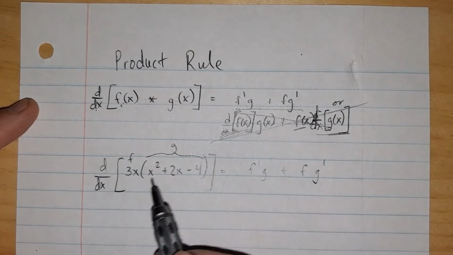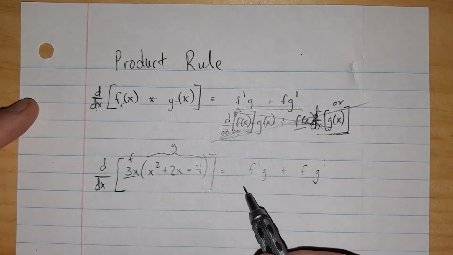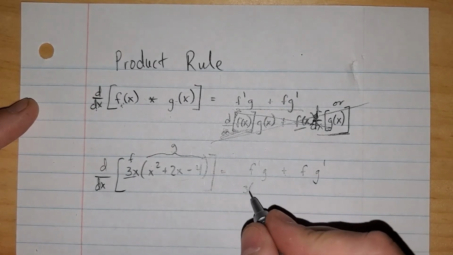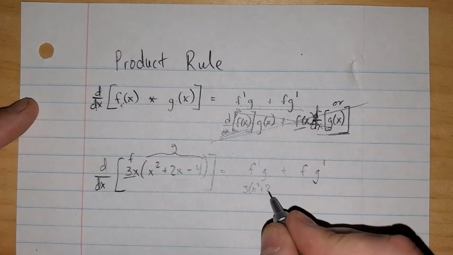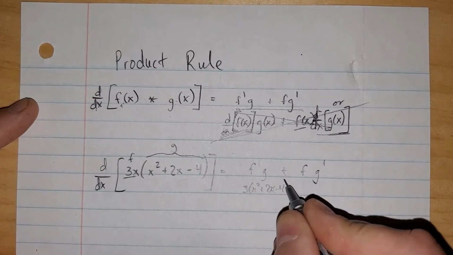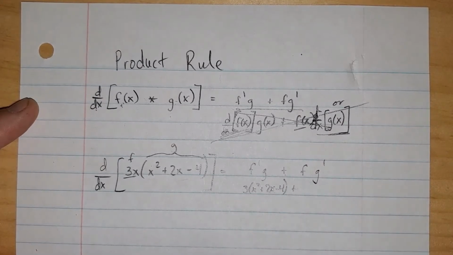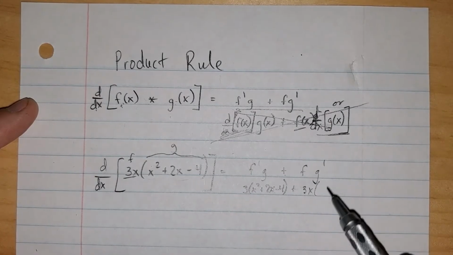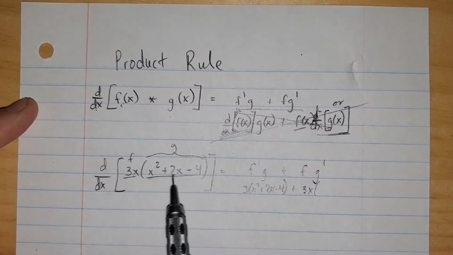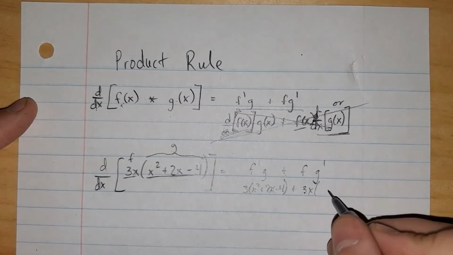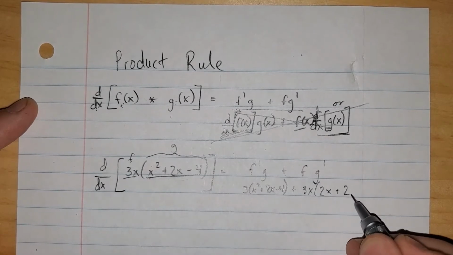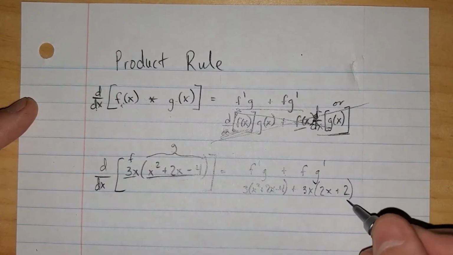Okay? So f prime is 3. g is literally just copying that function, so x squared plus 2x minus 4, plus f is copying that function, 3x, times g prime, which is the derivative of this part. Okay? Well, the derivative of x squared is 2x, and the derivative of 2x is 2, and the derivative of a constant is 0. So we stop.